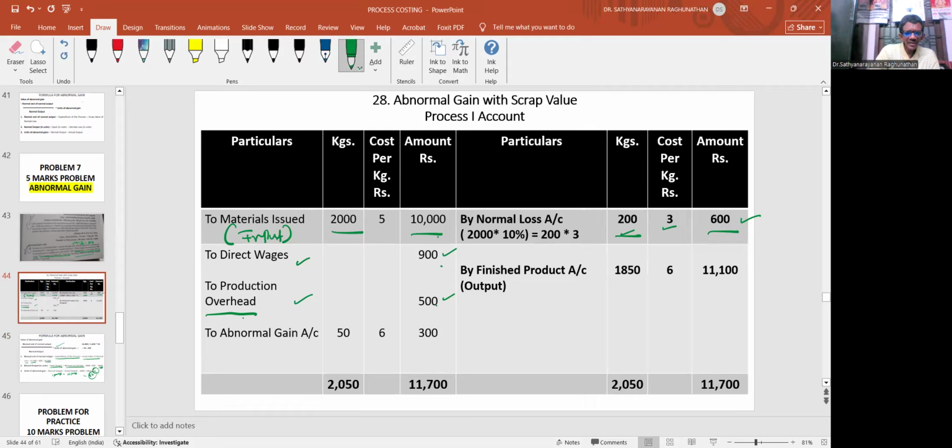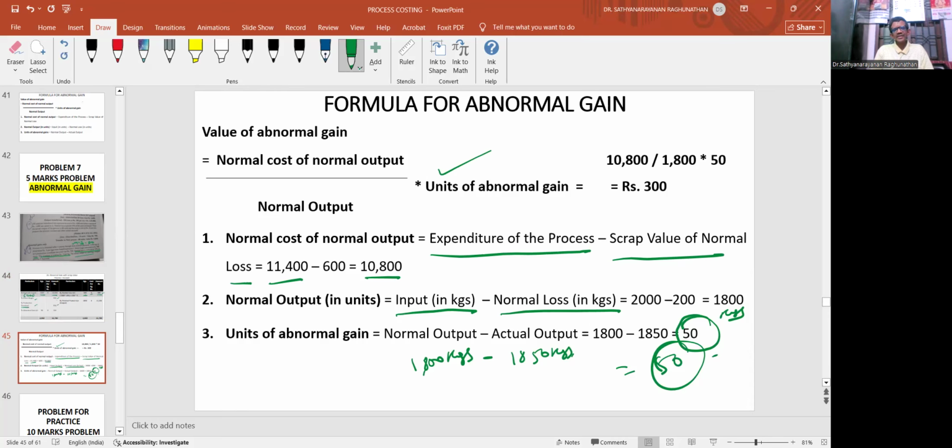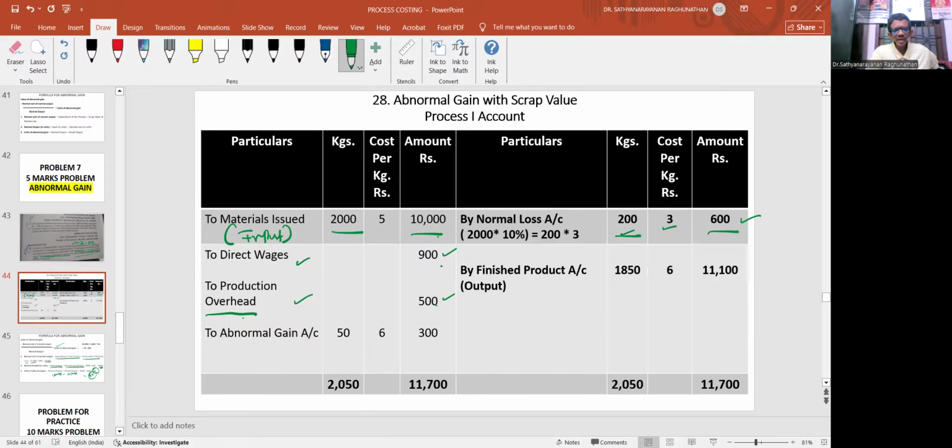Now, here you can check whether it is an abnormal gain problem or an abnormal loss problem. So here, if the actual output exceeds the normal output, then it is an abnormal gain problem. Abnormal gain will appear only on the debit side of the process account. Process account debtor to abnormal gain account. Credit all the incomes and gains. That is why abnormal gain is credited. So kgs, that is 50.